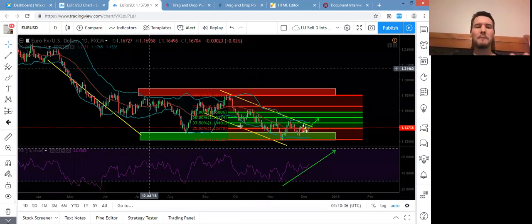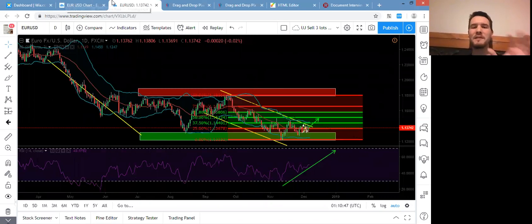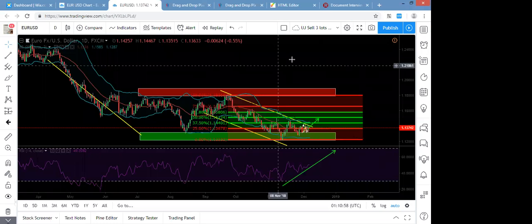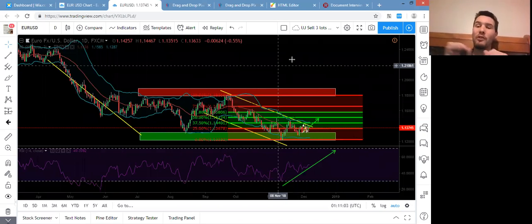Can anyone tell me what happens after the market goes sideways for a long period of time? Go ahead and unmute, or drop it in the chat. What happens after the market goes sideways for a long, extended period of time? Does it go in the opposite direction? Correct, Julie. It reverses. Yes. So when it goes sideways, that is generally a buildup for a move in the opposite direction.